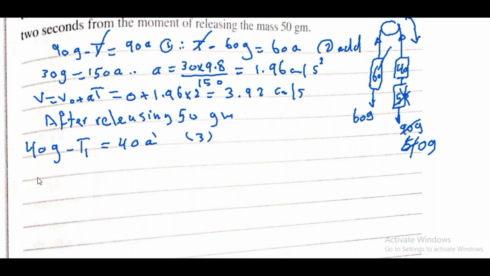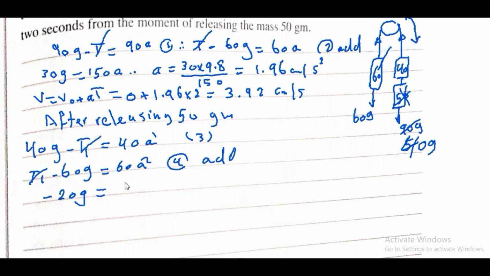T1 minus 60g equals 60a dash. Number 4. By adding, T1 cancels negative T1, 40 minus 60, negative 20g equals 40 plus 60, 100a dash. This is the new acceleration after releasing the mass 50.